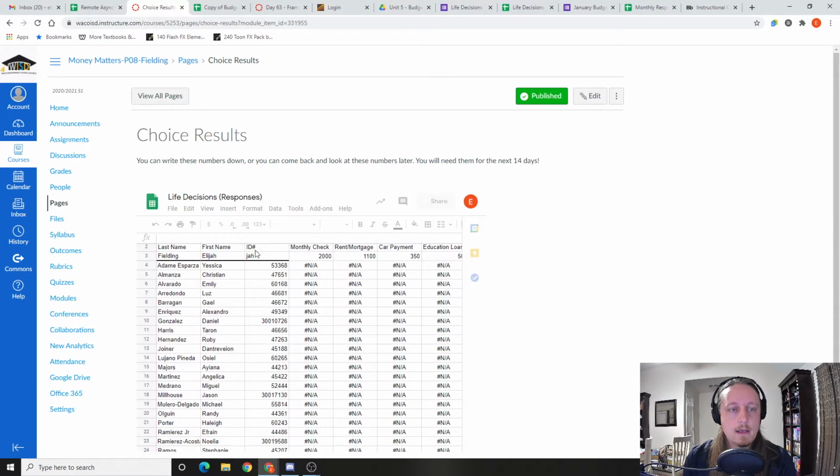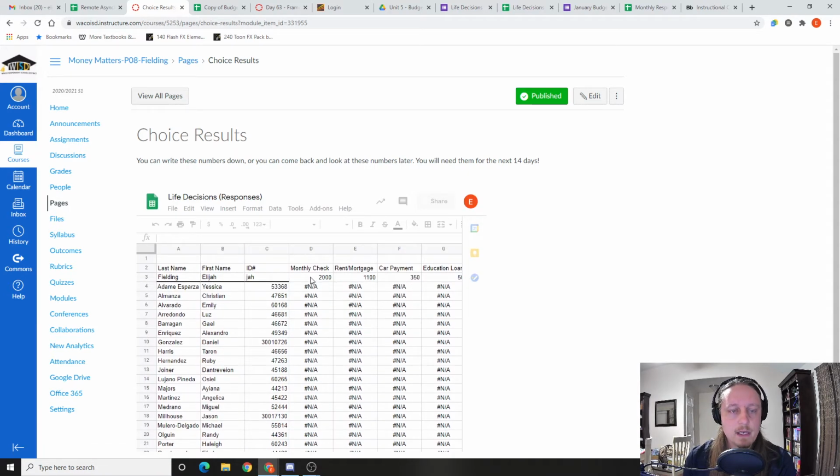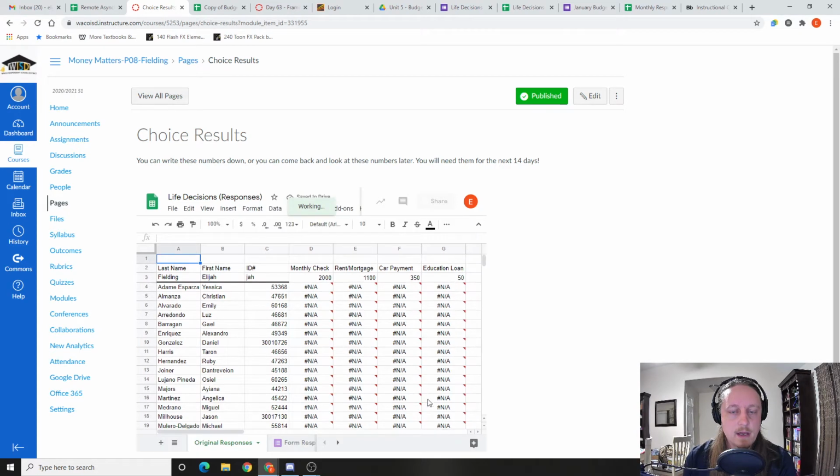Okay, and so I put me first, just so I could have an example here. But I have a check of $2,000, a mortgage of $1,100, car payment of $350, and an education loan of $50, based on my choices. Okay, so if I take these amounts, I'm going to either write them down, or I'm going to have to come back to this page, because I'm going to need these every day. So I'm going to probably write them down somewhere and keep them with me. But if I need to, I can always come back to this page. All right, so I'm going to remember these numbers.